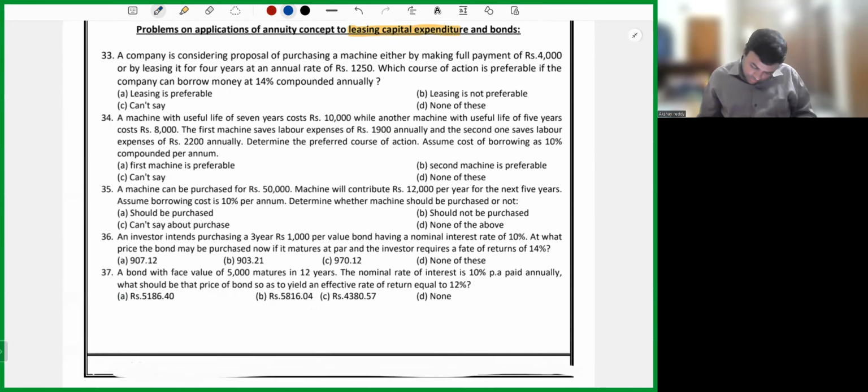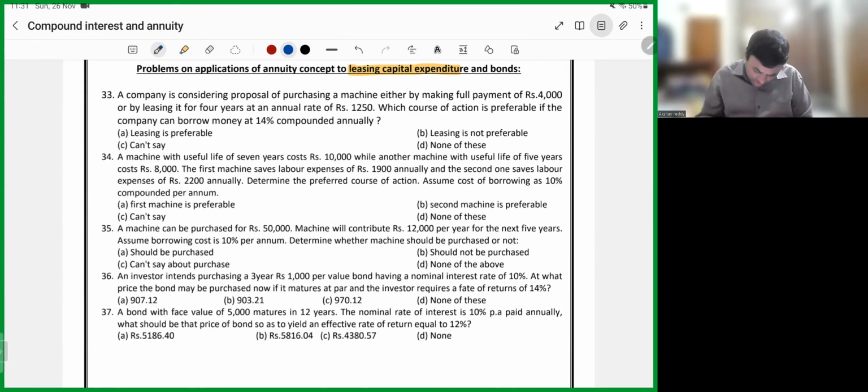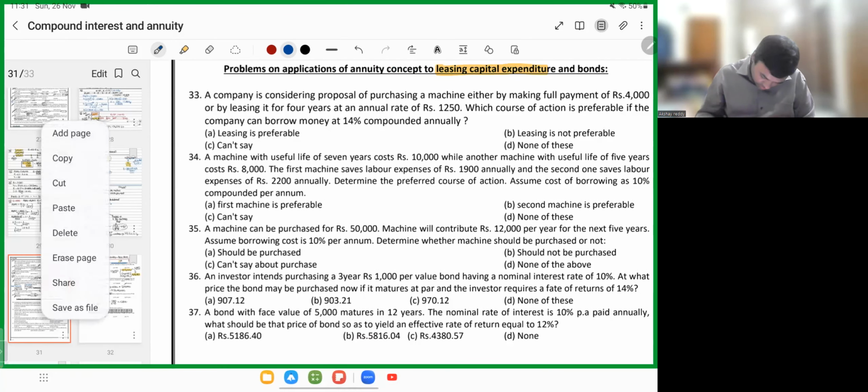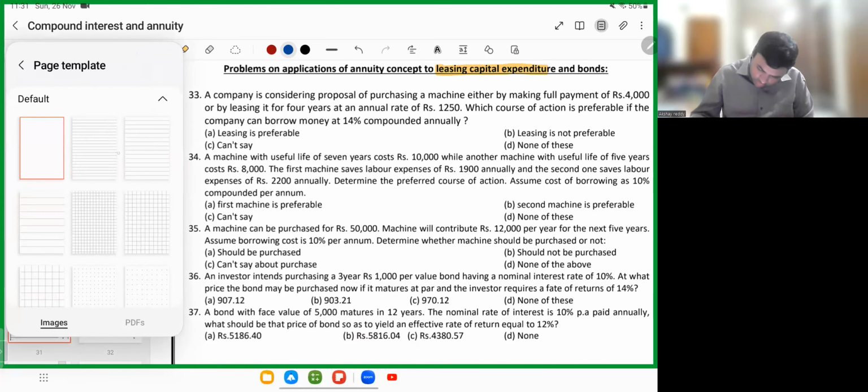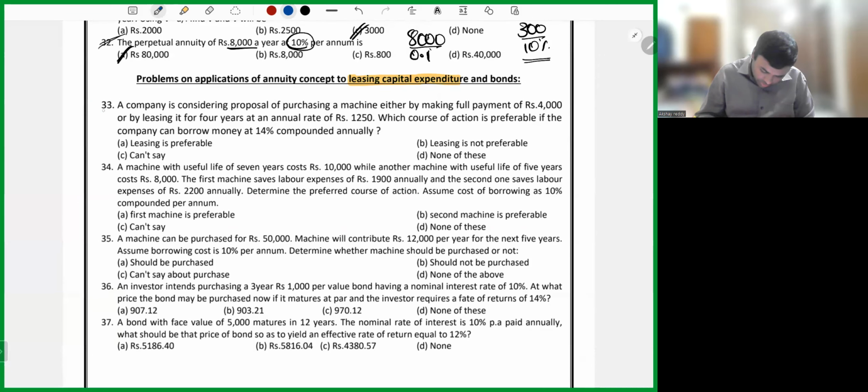Let's try to look into the sum. Questions 33, 34, 35: these three questions are based on leasing. Now, I guess 33 and 35 are based on leasing, and 34, let's see. First, let us read the sum. Why take the decision without reading the sum? Now, my dear friends, let us solve question number 33. A company has a proposal of purchasing the machine either by making full payment of 4,000.